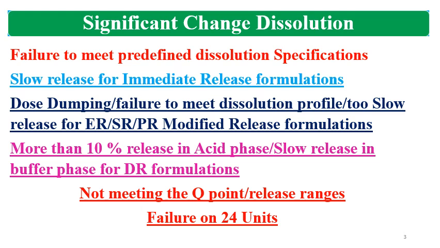If your formulation is a delayed release type of formulation, then more than 10% release in acid phase or acid stage, or slow release in the buffer phase, denotes that the formulation is failing. Not meeting the Q point or not meeting the release ranges means the significant change.